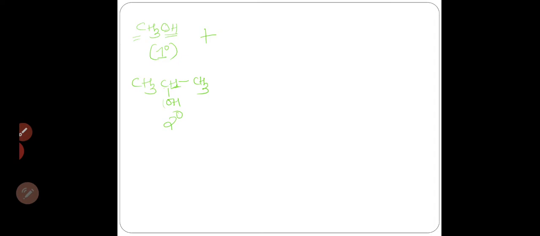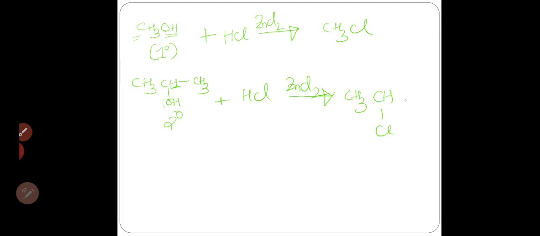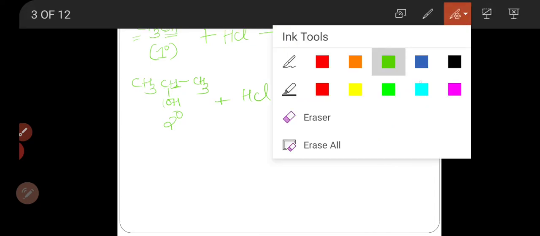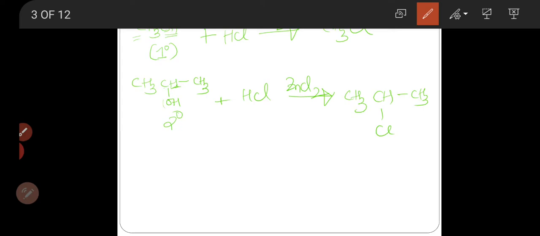Again, we need to do the Lucas reagent test, for which we use HCl and ZnCl2. Now what is the main product? CH3Cl, but this reaction takes drastic conditions to occur. Then you will get Cl, then CH3. Now in this case what happens is that it takes a long time.